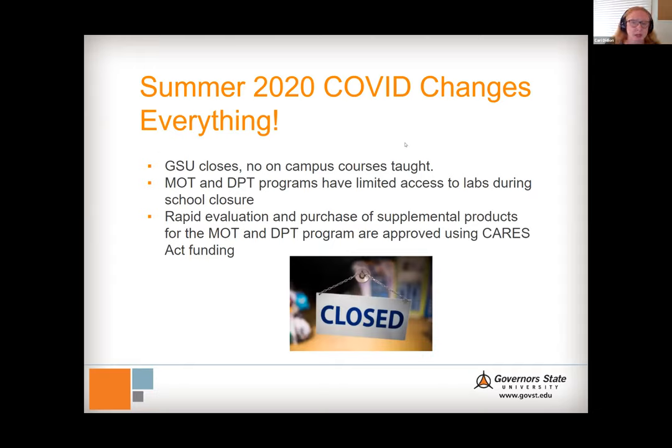And then summer 2020, COVID changes everything, right? GSU closes like the rest of the world. No on-campus courses are taught. The MOT and DPT programs did have limited access to labs, but between March and May we had to rapidly come up with and purchase supplemental products for both programs. We did eventually use CARES funding for that.